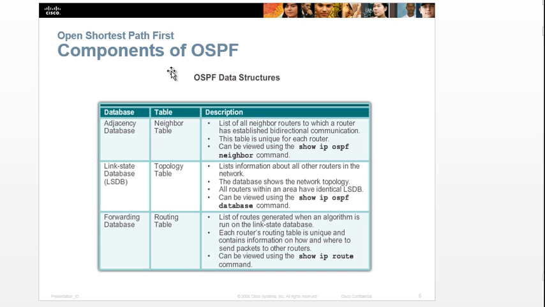Your OSPF data structures are a little different than some of the others. Your database contains an adjacency database that has basically the neighbor table. It lists all the neighbors that it knows. Then your LSDB, your link state database, which is your topology table. Finally, the last database used in OSPF is a forwarding database, and that is your routing table. And you can view that with your show ip route.